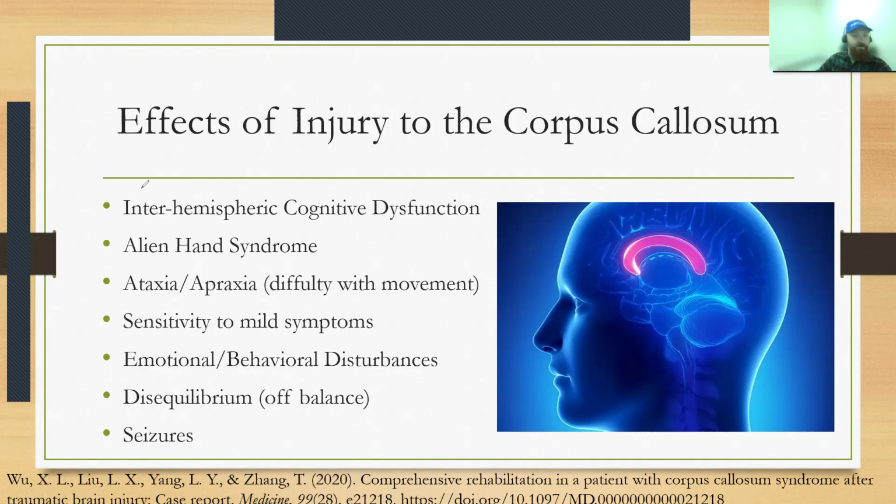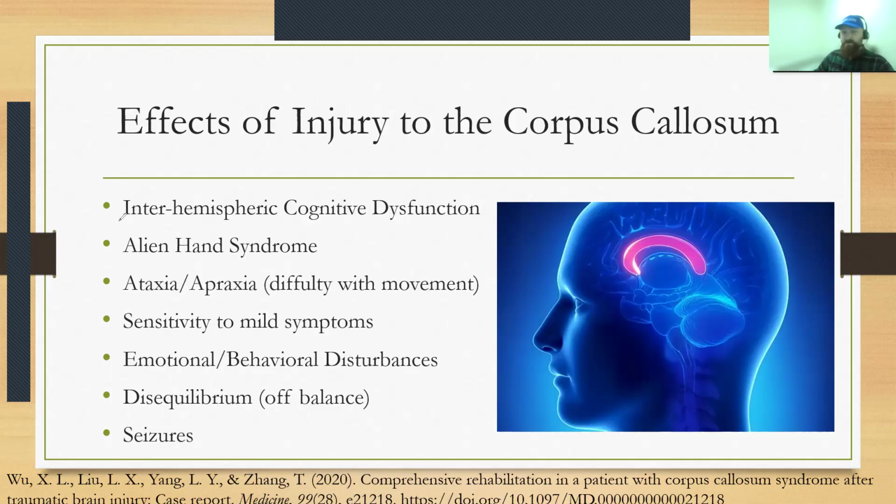Well, first, we see what's called interhemispheric cognitive dysfunction. So that means left and right are not communicating well with each other. It's basically taking one whole brain and separating it into two halves or two sides of the cerebrum, and you're stopping that communication that's going from left to right, or maybe even slowing it down. That could show up as a cognitive dysfunction or cognitive deficit.